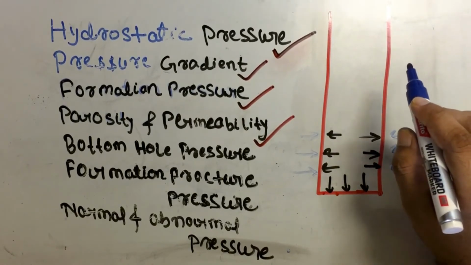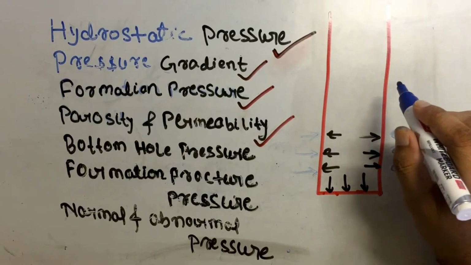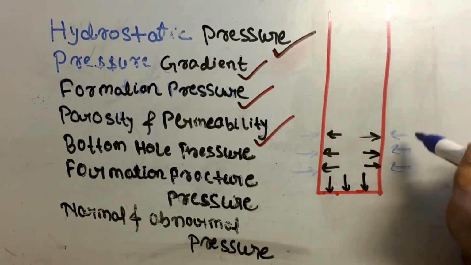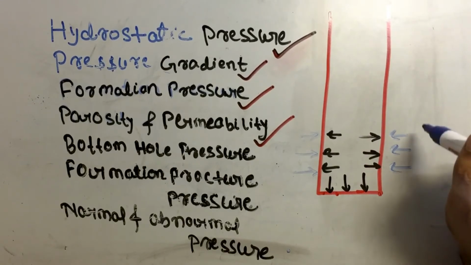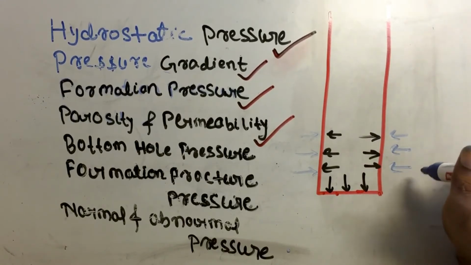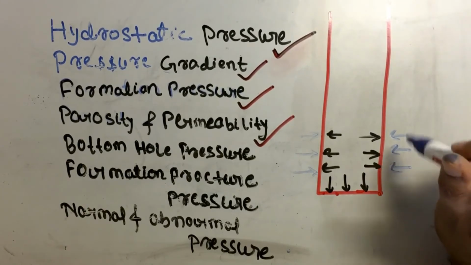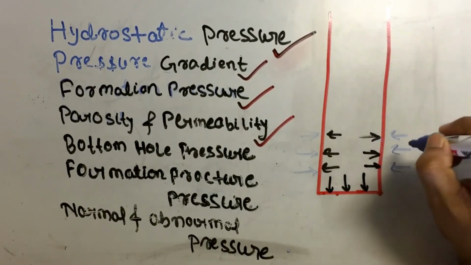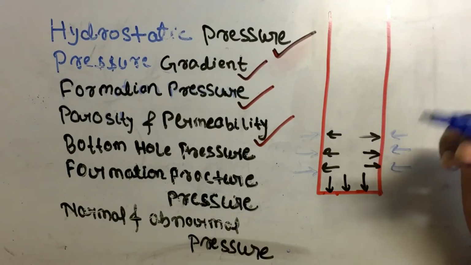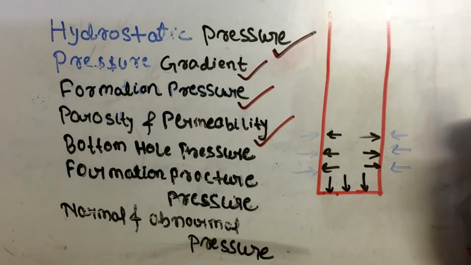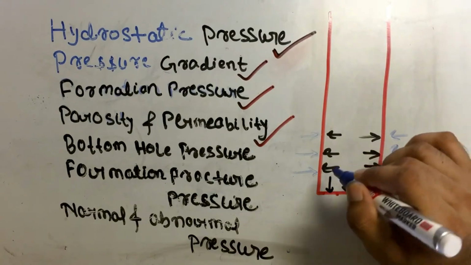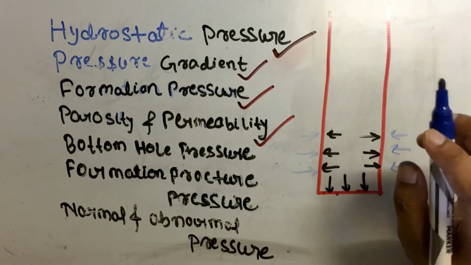Fracture pressure will vary from area to area. If the cells are compact and tight, and the overburden pressure is too much, then the formation pressure will be high. So this depends on the area. I hope you understand better.